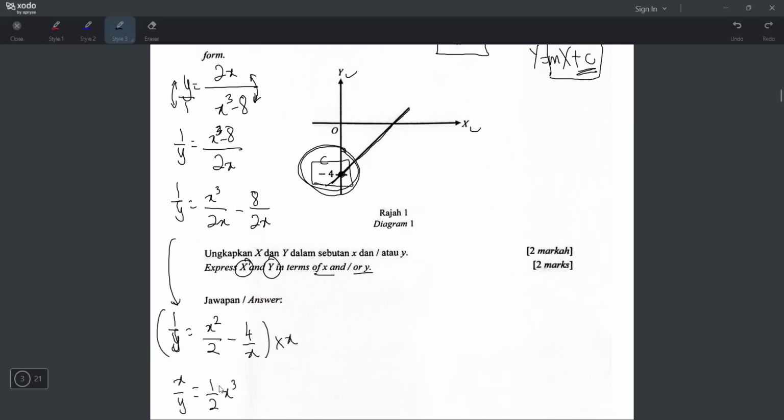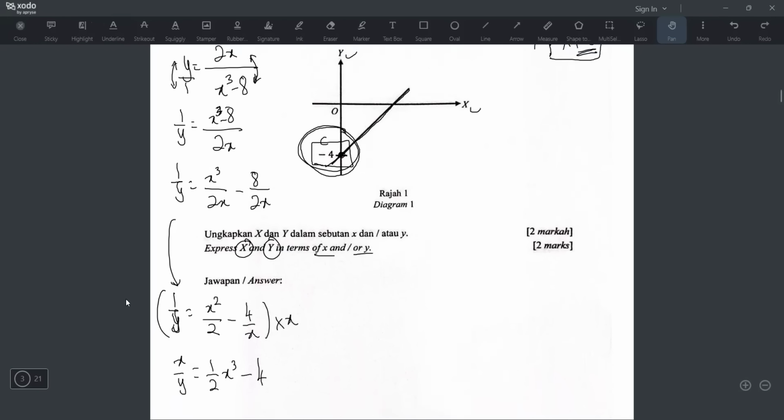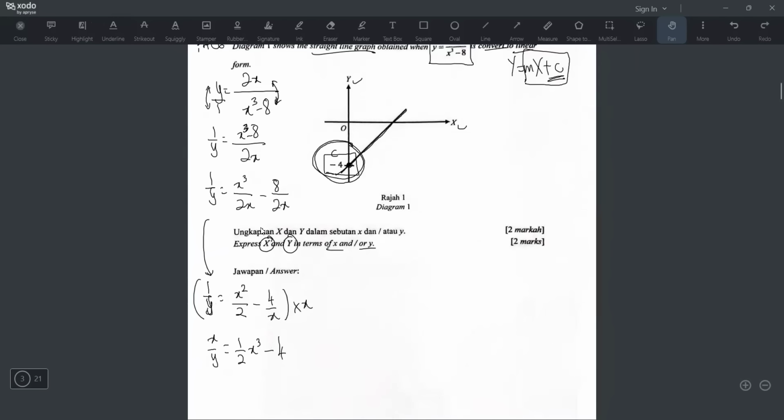Actually, it's the same thing, but I write like that because later I know I need my m and x to be separated. Okay, I need to separate my m and x. I need to be able to look at my m and x clearly later. And then minus 4 over x times x, that's going to be 4. So as you can see, this is linear form already. Your y = mx + c, everything is so nicely there already.